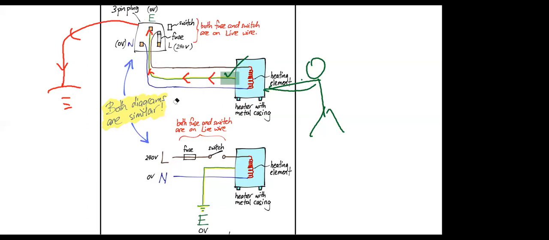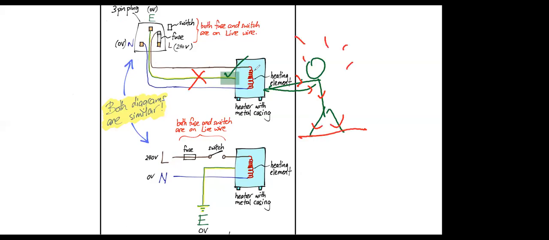If you don't use this earth wire, the leakage current goes to earth through the consumer. Then you get an electric shock, if there's a leakage from the heater or the metal casing.